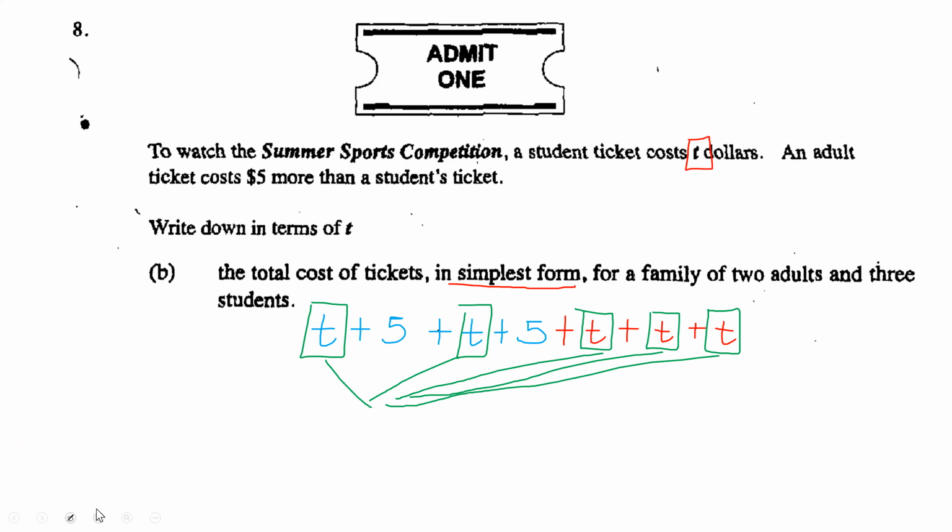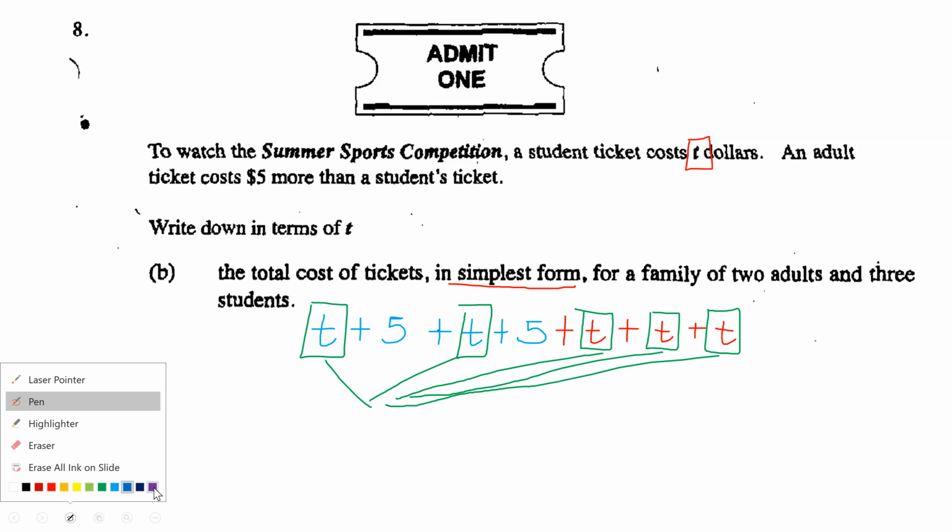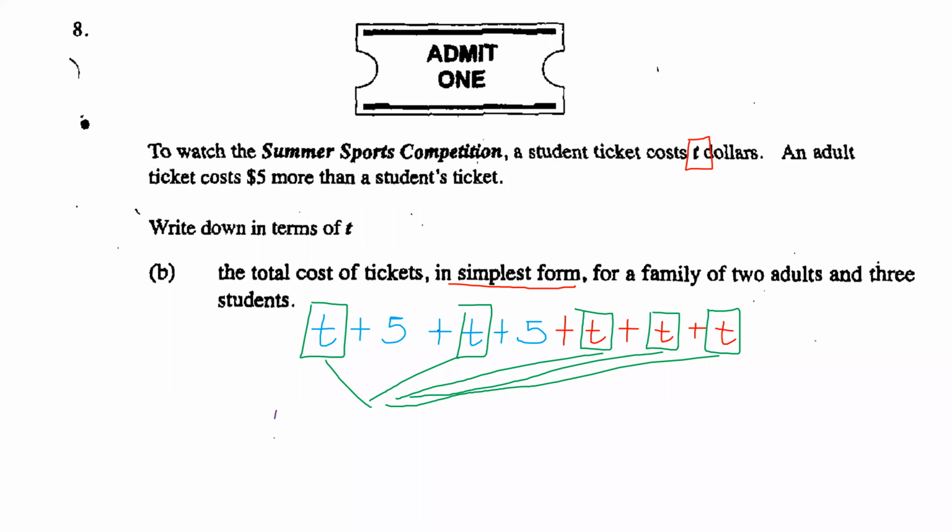Let's change the color, sorry. So how many T's do we have? T, 1, 2, 3, 4, 5. So it's going to be 5 T's. T plus T, that's 2 T's, plus T, that's 3 T's, plus T plus T. So we have 5 T's.